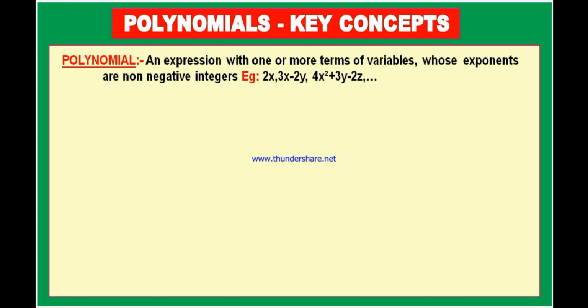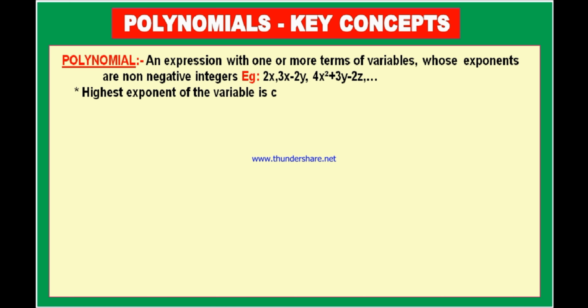Okay, now there are some points to note down. The first point is that the highest exponent of the variable is called the degree of the polynomial. I shall repeat, the highest exponent of the variable is called the degree of the polynomial.